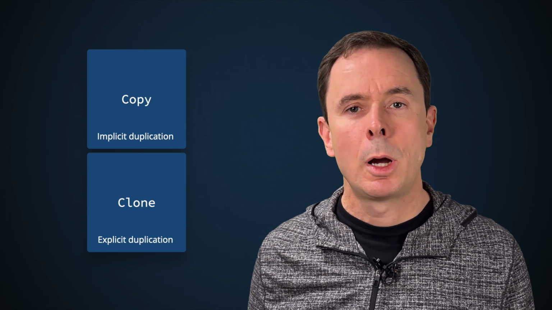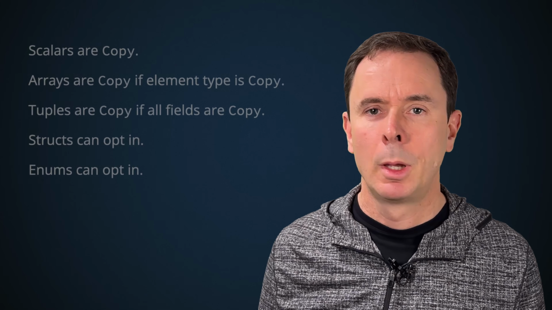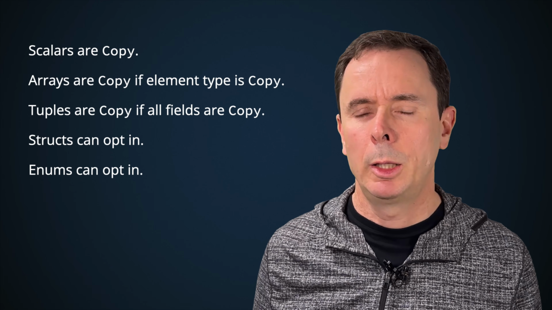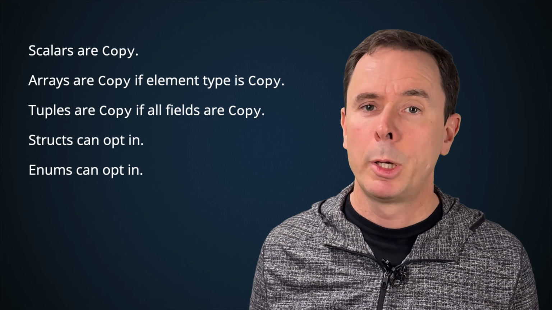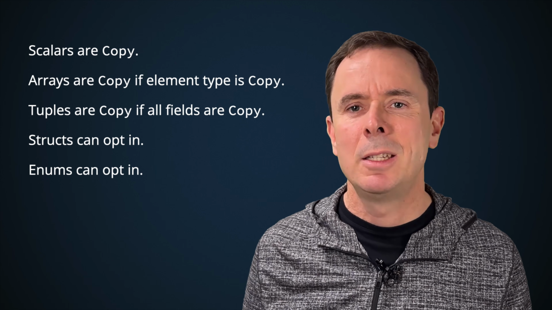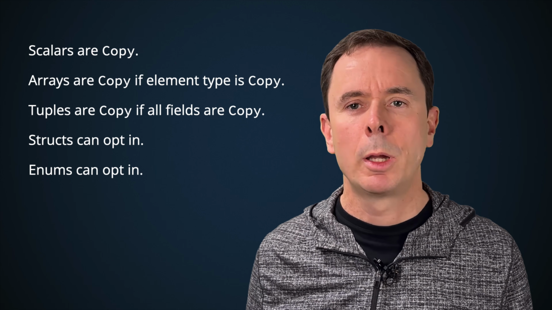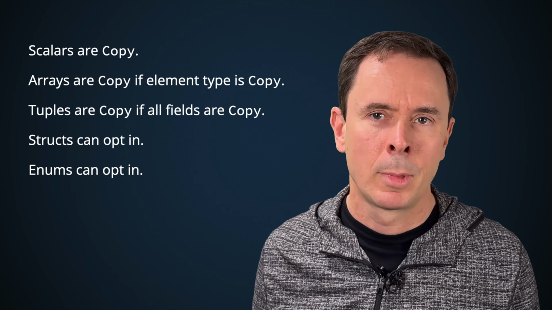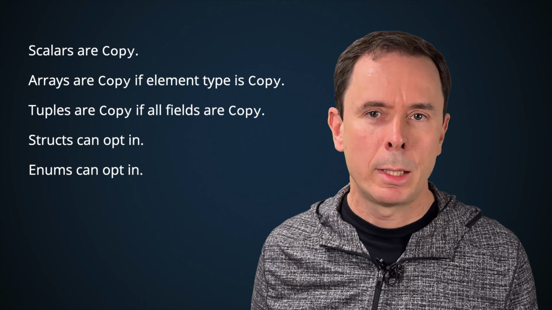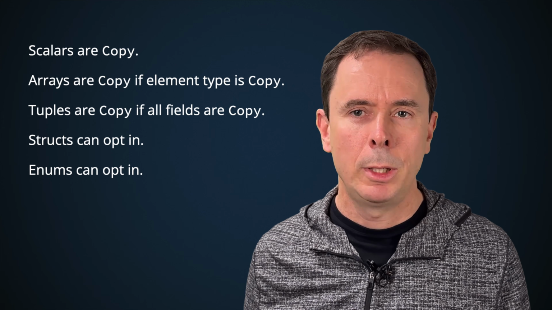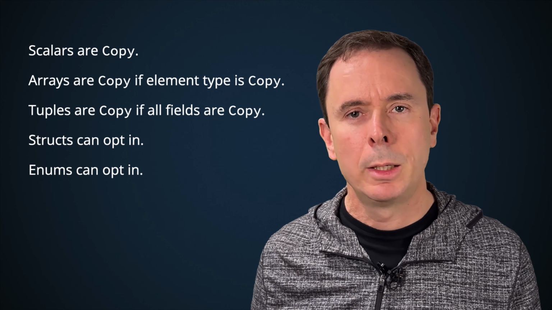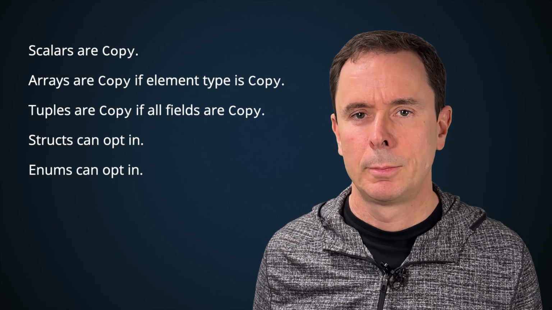So, which types are copyable? All the scalar types are copyable. Arrays are copyable if the element type is copyable. And by the way, this language of saying a type is Copy is common for talking about traits in the Rust community, but it feels weird to say out loud. Tuples are automatically Copy if all the fields are Copy. Structs and enums are not copyable by default, but they can explicitly opt in.